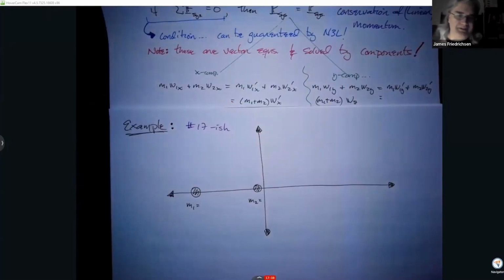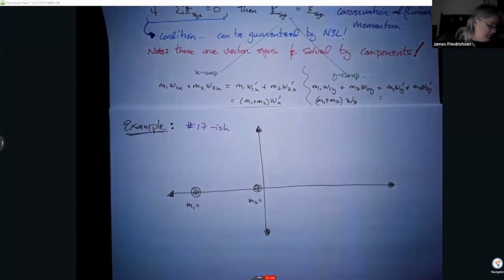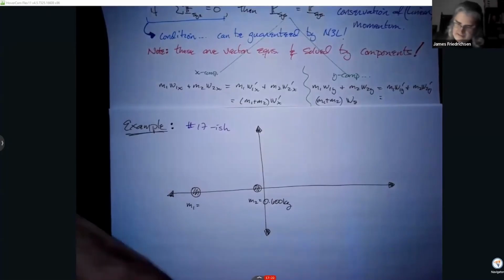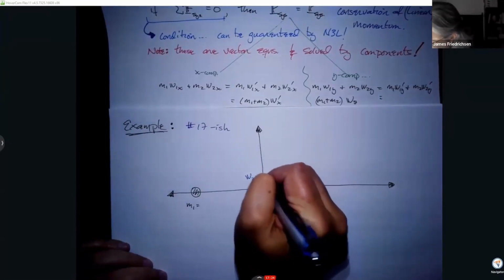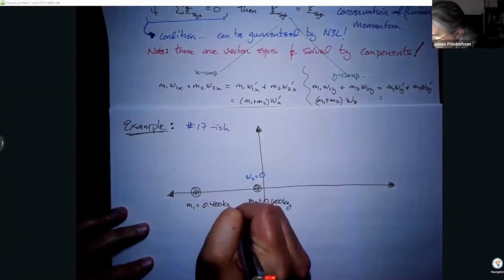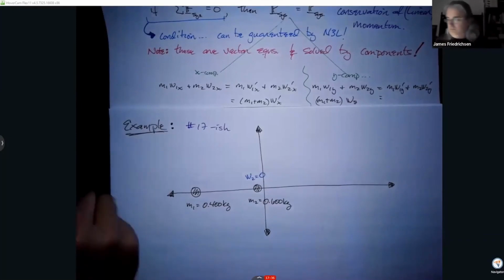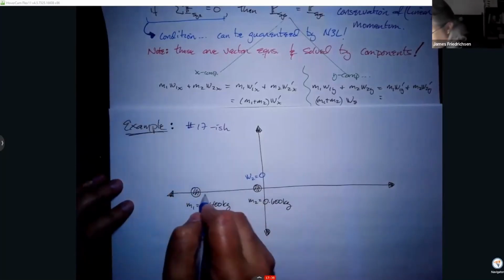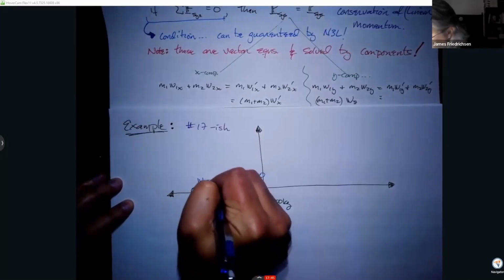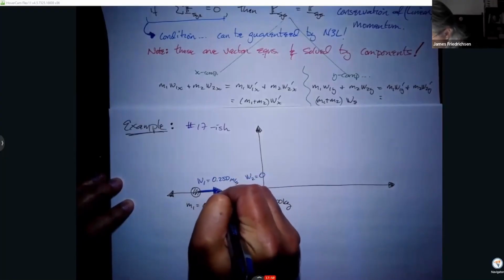So, funniness. They said that the first one was the 0.6, 0.6 kilograms initially at rest. So 0.600 kilograms, and then our V2 is 0. And then the second one was the 0.4 kilograms, and it's initially moving at 0.250 along the x-axis.